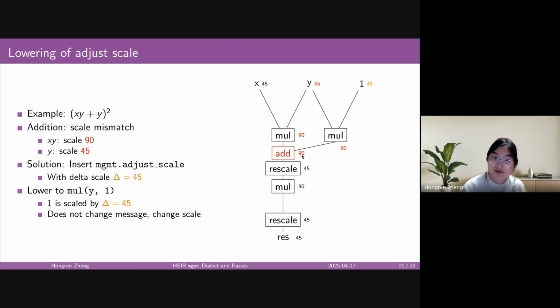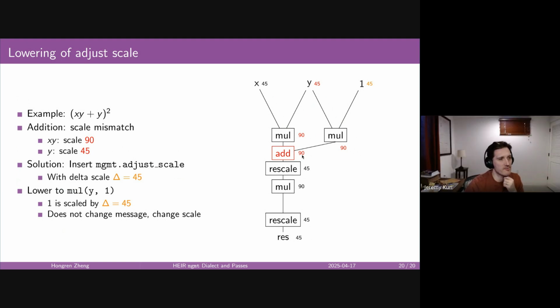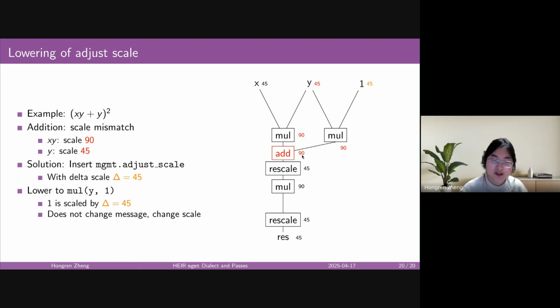Any questions? Does it make sense to have an adjust scale, or maybe a scale up operation at our dialect level, even if it's not supported in the backend? Or do you think this is simple enough? I think scheme level dialect does not want to see this because the analysis does not like it. We want a simple one.